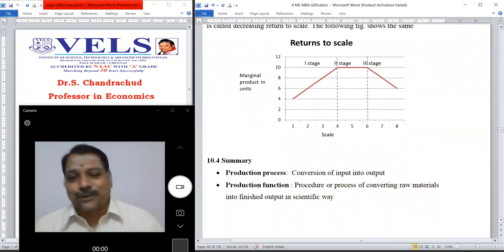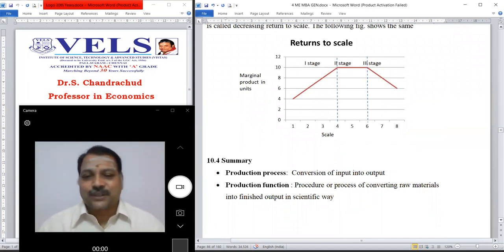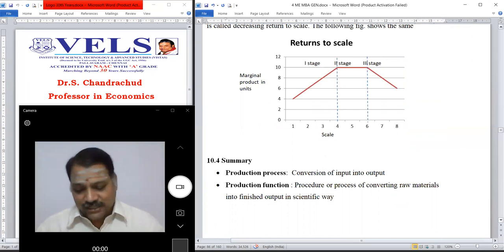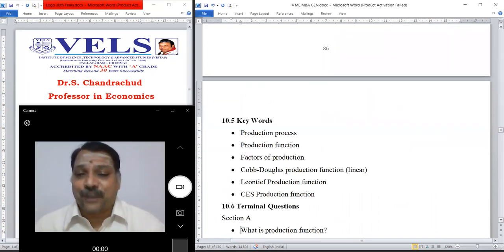So in this particular unit, we have studied 2 different theories. One is the law of variable proportion. Another one is the law of returns to scale. Based on that, the production theory has been framed.